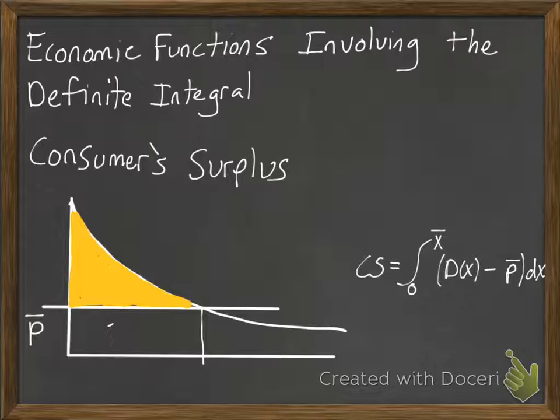Now, where does x bar come from? X bar is just the quantity demanded that leads to P bar. So x bar is coming from that P bar. If you know the price, you just use the demand equation to figure out how many things that is going to lead to. Okay.